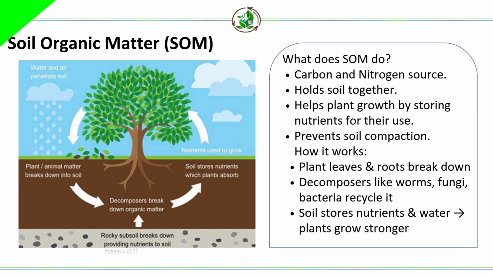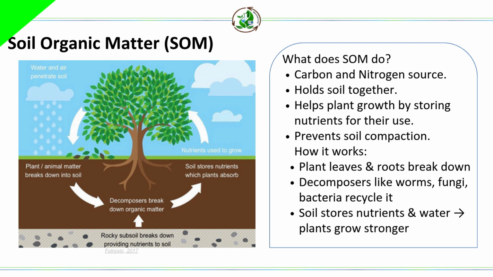water. Let's look at what soil organic matter, or SOM, actually does. It provides a source of carbon and nitrogen for plants. It holds soil together, which prevents erosion. It helps plants grow by storing nutrients that they can use over time. It prevents soil compaction, keeping soil loose and healthy.